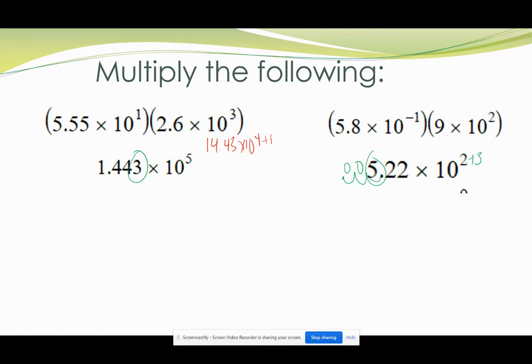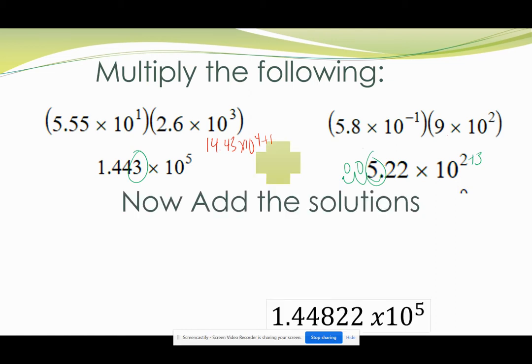So this green writing is for our next point, where we add the solutions. When we add the solutions, we have to make sure they're both in the same exact exponent number. So if this is a 5, this has to be a 5, because we always want the smaller to become the bigger. So we have to add 3 to get 5. If we add 3, we move it 3 to the left, and that gives me 0.00522.